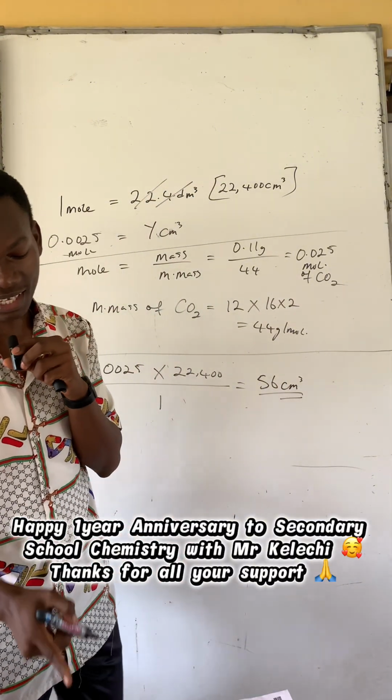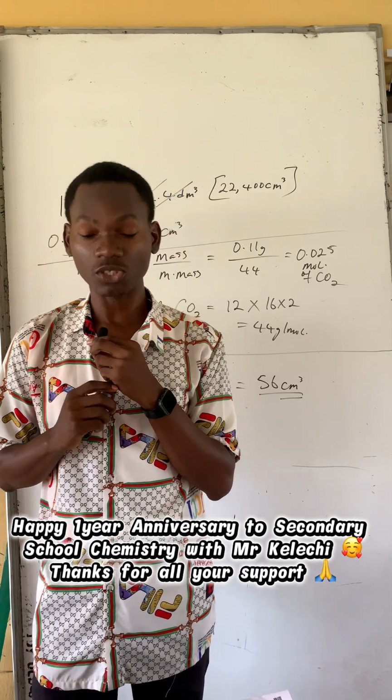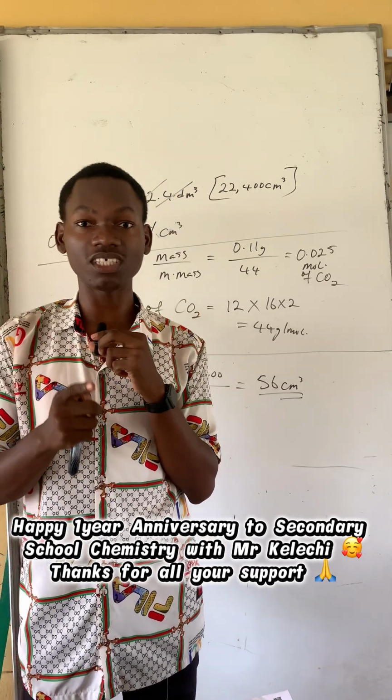And in the options here, our correct option is option C, 56 cm cube.